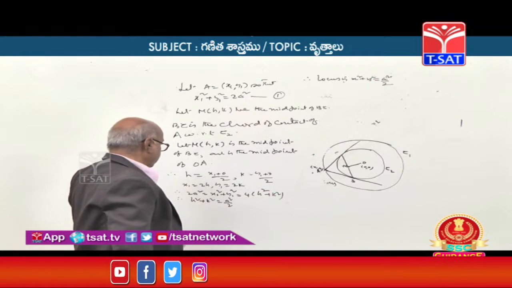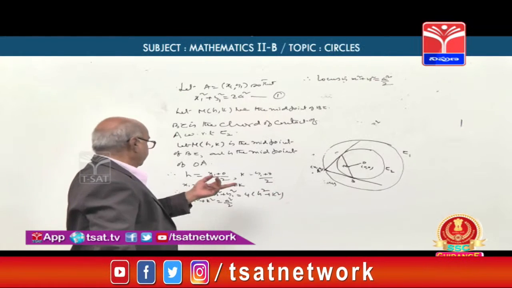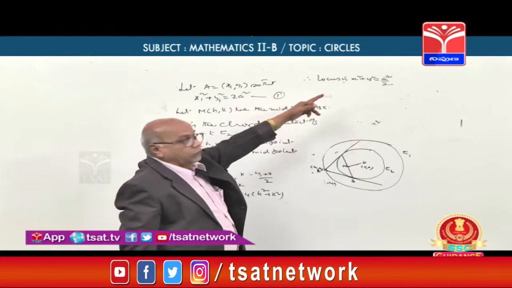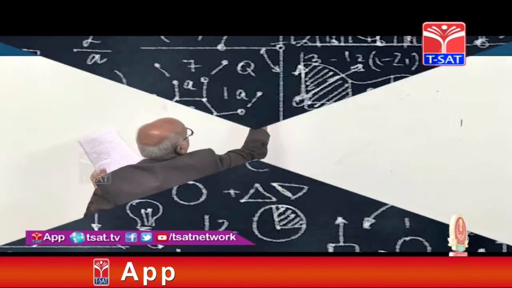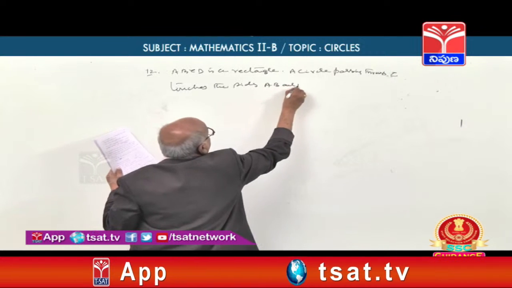So, h square plus k square is equal to a square by 2. So, the locus of M is simply x square plus y square is equal to a square by 2 itself. Problem number 12. ABCD is a rectangle.